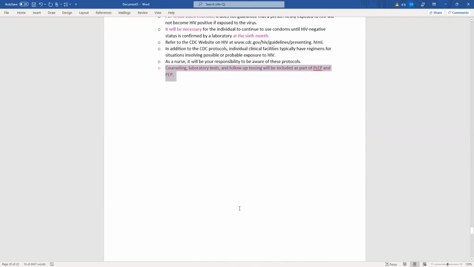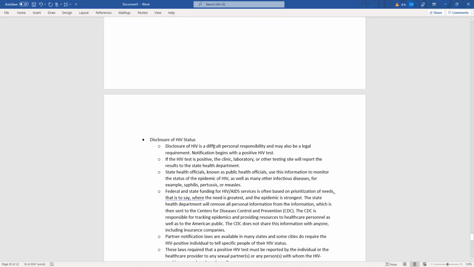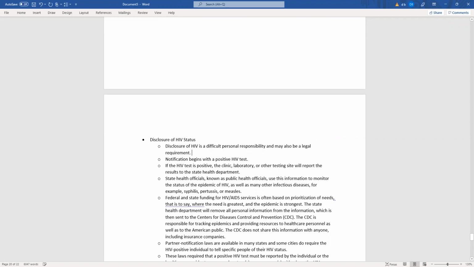Disclosure of HIV status. Okay, with the disclosure, it's difficult for a person to take personal responsibility. Disclosure of HIV is a difficult personal responsibility and may also be a legal requirement. That is legal. There's no 'may also', it is. You've got to tell somebody you have it. Notification begins with a positive HIV test.